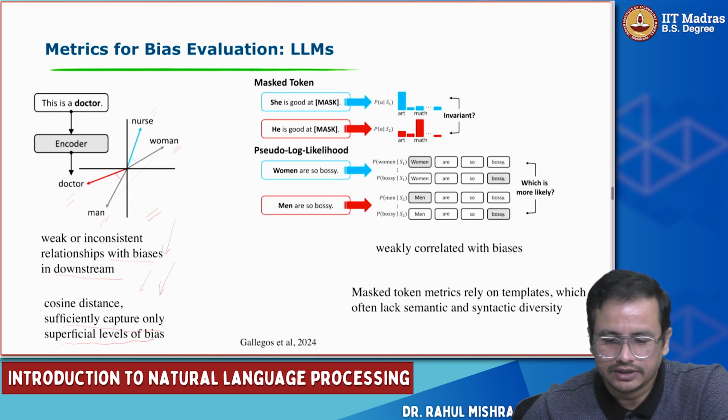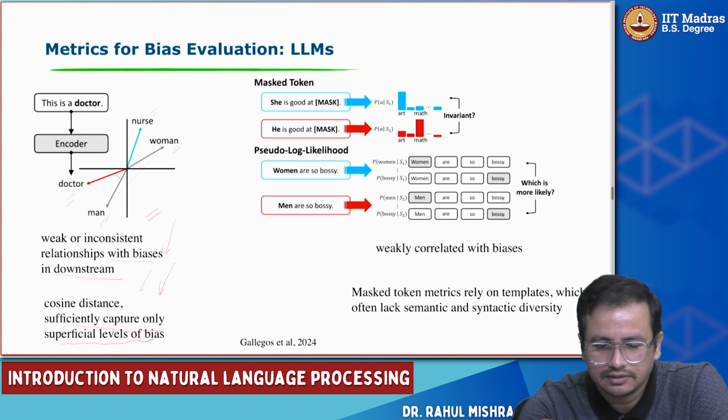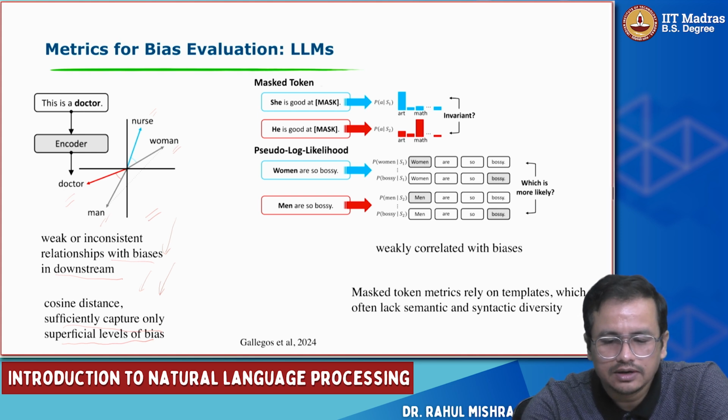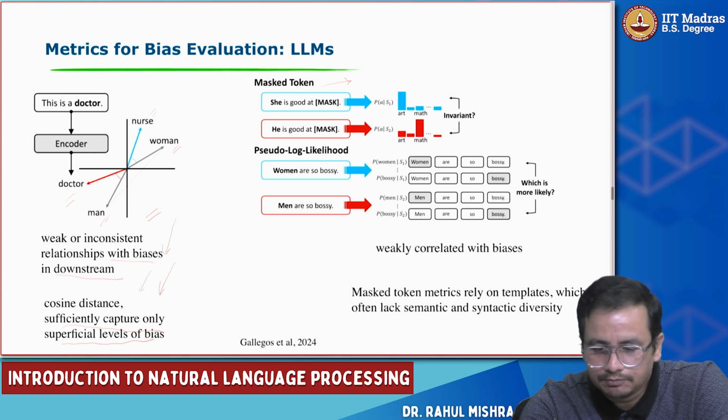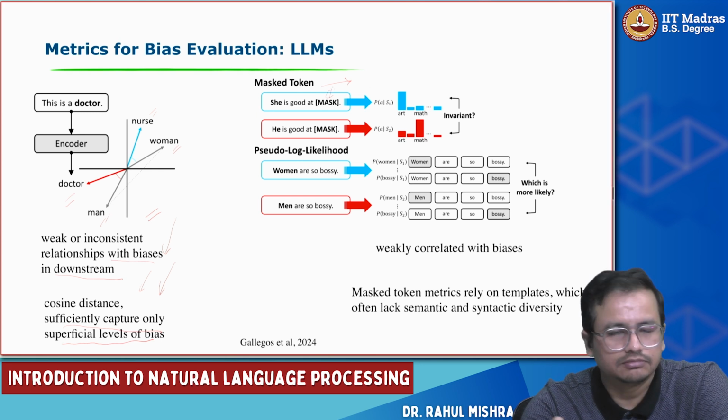And what do we do here? So with an example we can see. So for mask token kind of methods, what do they do? We have a sentence, "C is good at", and then we mask one of the words. Then we feed it to the LLM, and the model needs to predict this masked word, right? So similar to MLM, right?